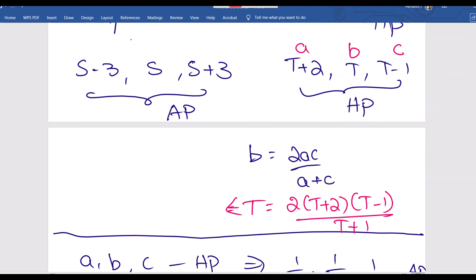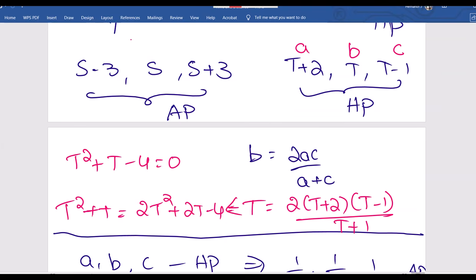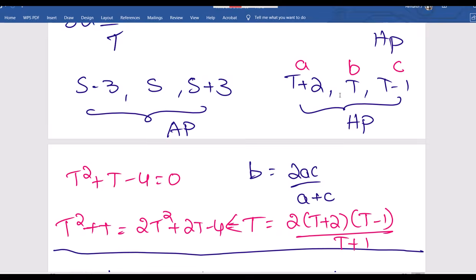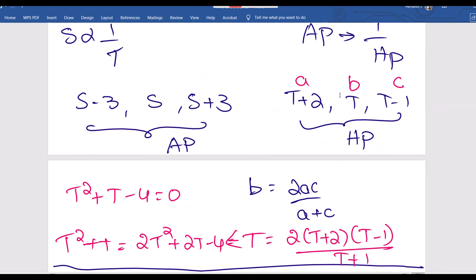So when you cross multiply, T square plus T, this side it will be 2T square plus 2T minus 4. From this we'll get a quadratic equation, T square plus T minus 4 equal to 0. From this we'll get the T value, timing. Then we can map here. This is the process, you just check it out. What is the discussion? Sorry, here it is 4T, no? 2T minus T only. Okay.